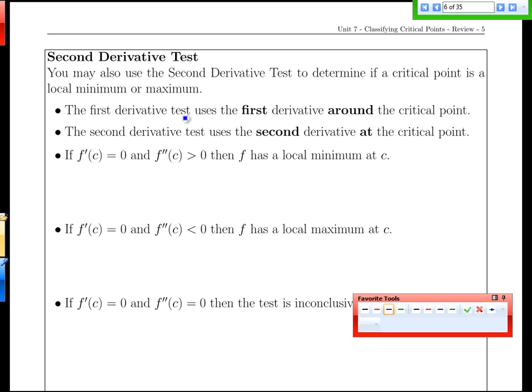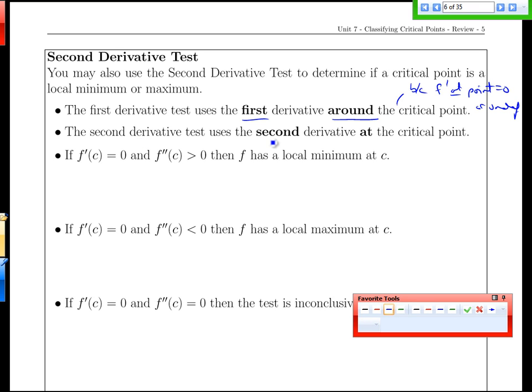Unsurprisingly, the first derivative test uses the first derivative. Here's the fine print, though. This is what's important. It uses the first derivative around the critical point. Now, why does that make sense? Well, because f prime at the point is always 0 or undefined. So we couldn't use the derivative at the point to give us any information at all. We already know or have used that information to identify it as a critical point.